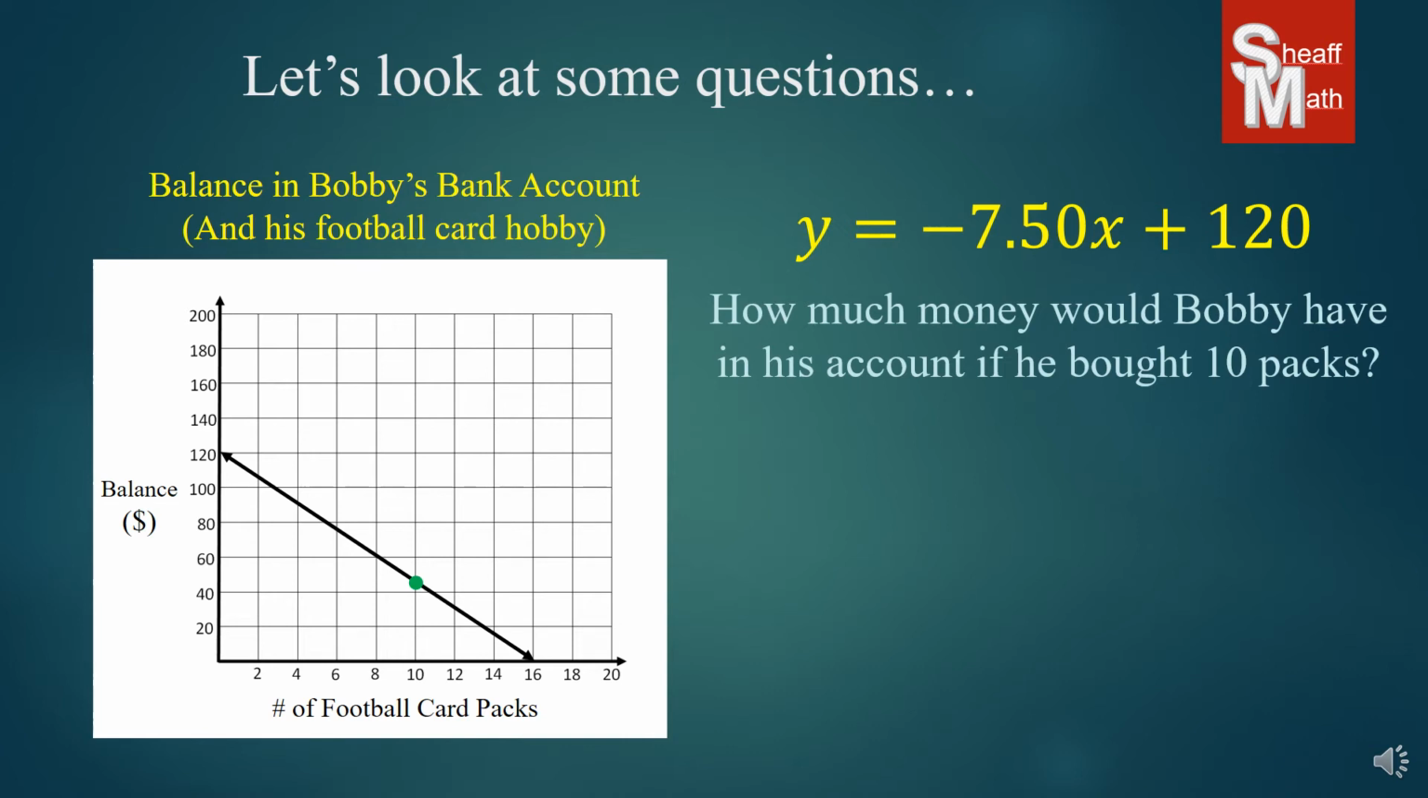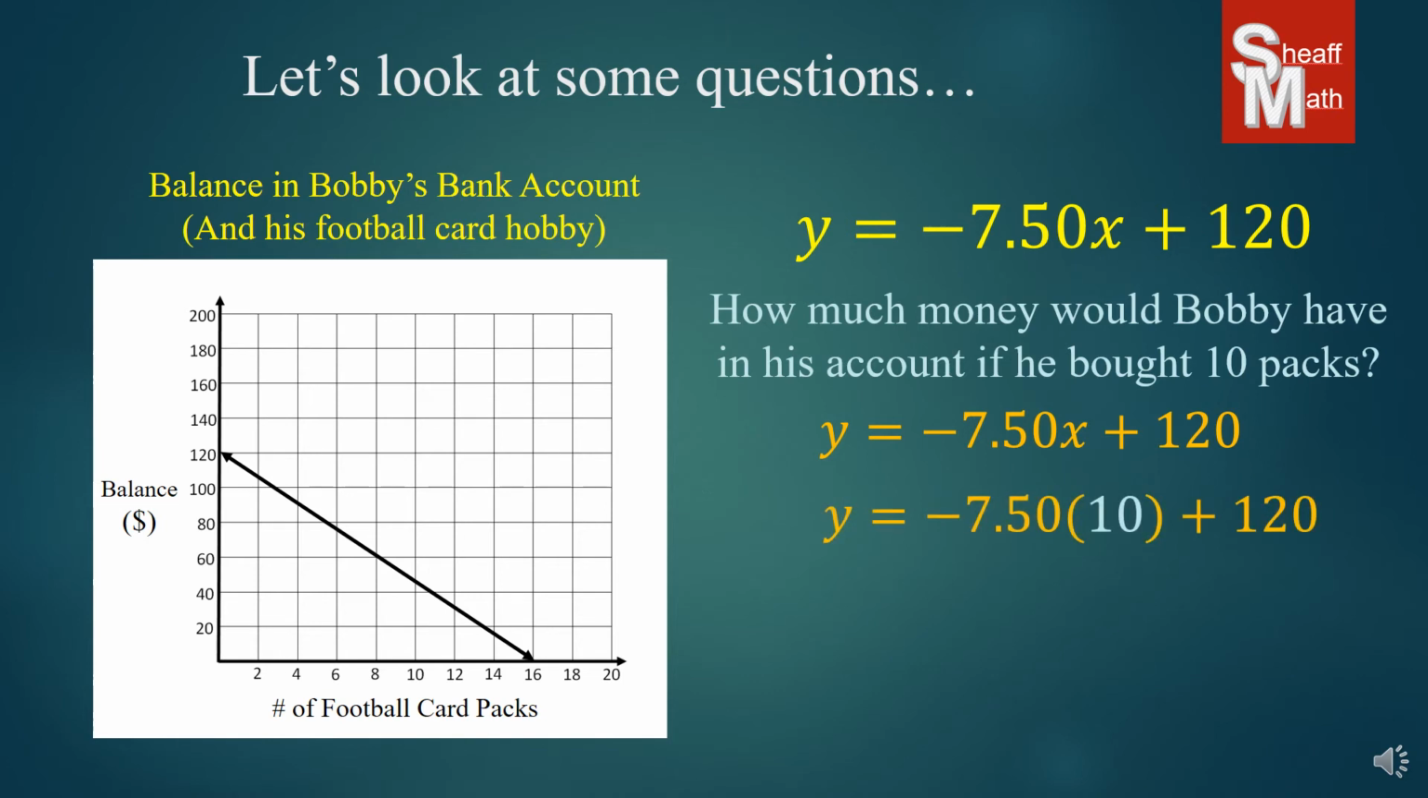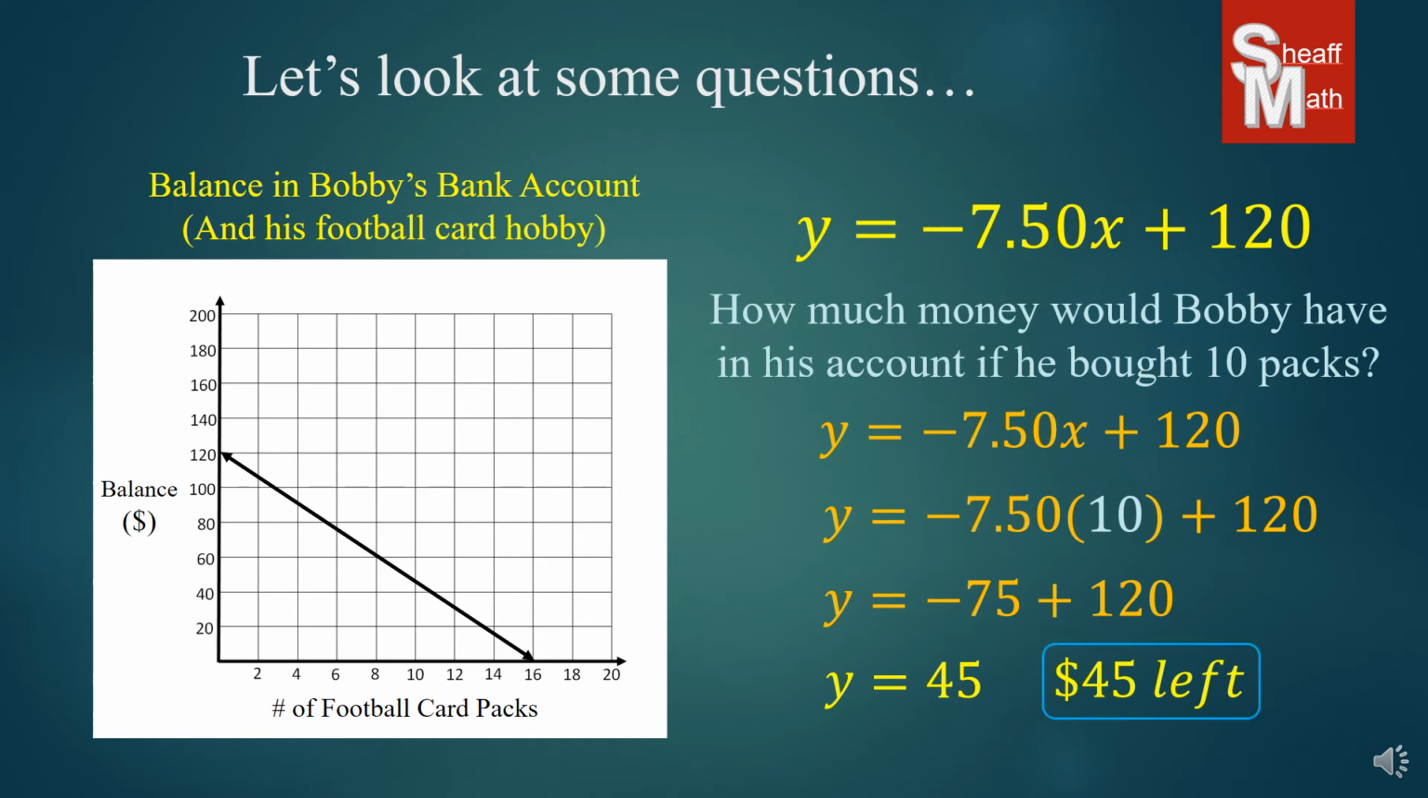Now you don't want to guess on these. You want to actually use mathematics to solve it, and so it's pretty easy. What we're going to do is take our equation and put in 10 for the x, because the number of packs is on the x-axis. So we put 10 in there, and we're going to find out how much money he has left. So negative 7.50 times 10 is negative 75 plus 120, and we get y equals 45. So remember we said it was above 40, but below 50, and so the precise answer of this question is he has $45 left in his bank account.